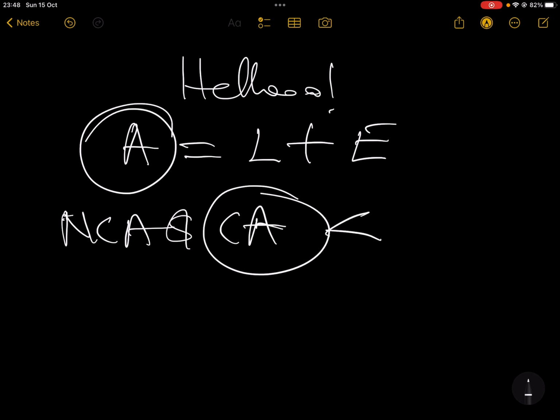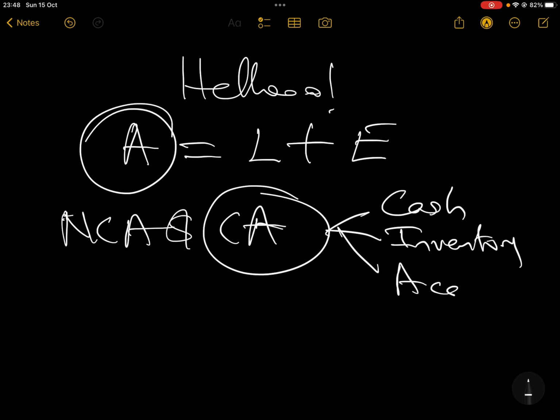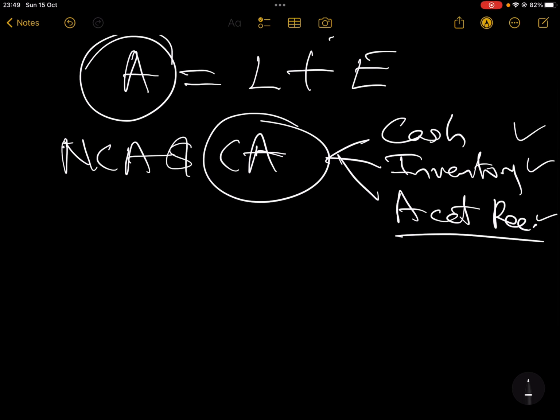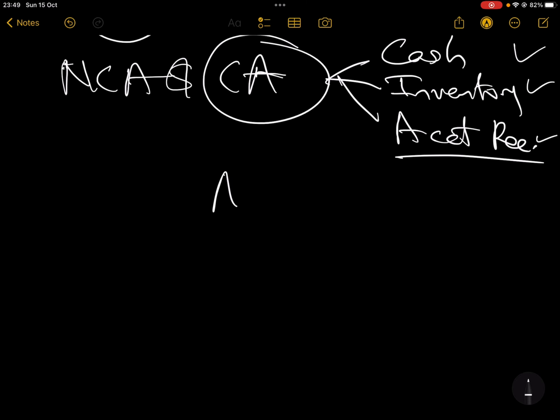Which is made up of things like cash, inventory, and account receivable. So what we'll be doing now is to start picking any of these working capital items, and we'll start looking at how to manage them and why we have to manage them. That is the question we must answer for each of these items. So today I will look at account receivable in this video.